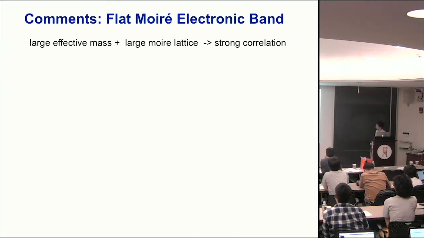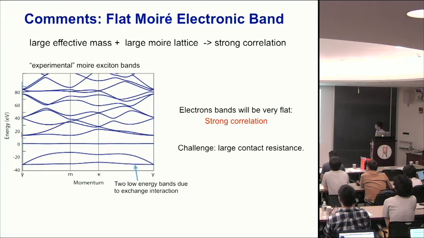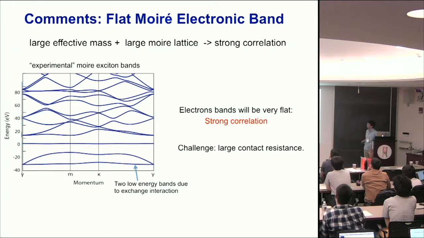As I talked about in the morning, this system certainly has a fairly large effective mass. The mass is about 0.5 of the rest electron mass. And we can create a large enough Moire superlattice. So if you combine these, you'll get strong correlation. So it is certainly expected. And we can also look at some experimental evidence. We can compare what the Moire exciton bands look like and infer a little bit about how the electron Moire band will look.